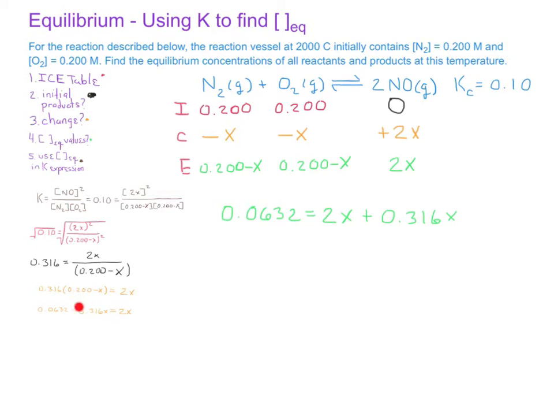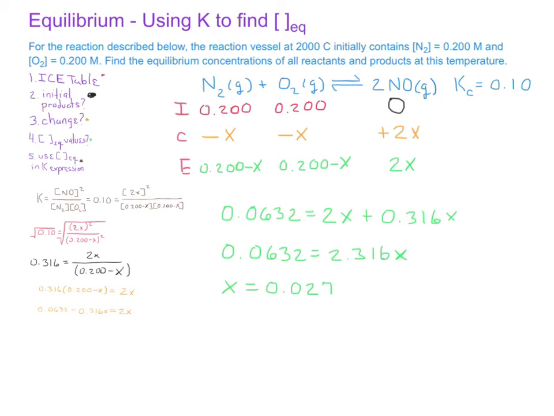Now we can add 0.316x to both sides in order to get the x terms on the right-hand side of the equation, and this is the equation that we get. We can now add these two x terms together, and once we do that, we can solve for x by dividing both sides by 2.316. And if we look back at the original problem, we see that we're limited in our answer to two significant figures. In our answer, we get a value of x of 0.027.